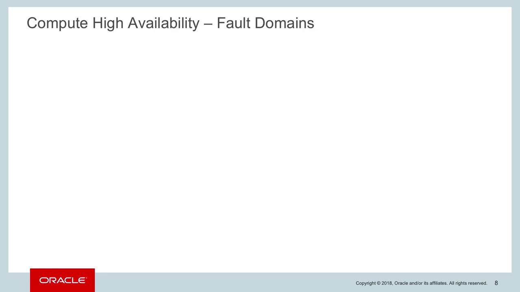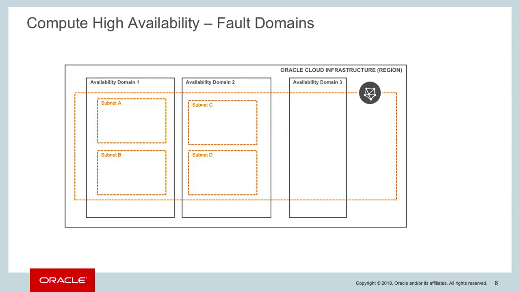The third option that we have here is what is called fault domains, which can provide high availability for application resources inside of a single availability domain, by protecting against unexpected hardware failures and maintenance updates on the compute hardware.